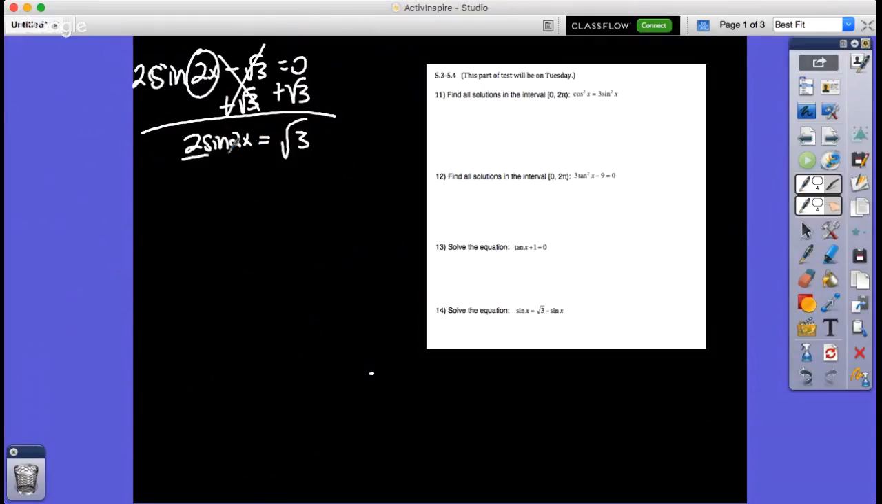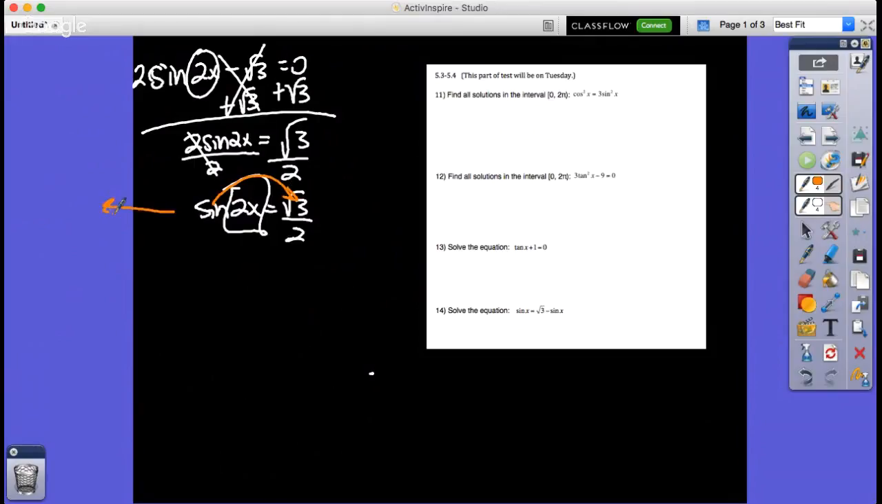So getting sine by itself, we divide by 2 to where sine of 2x equals square root of 3 over 2. Now, remember that the 2x is frozen, right? We want to freeze this. We use it at the very end. So the question becomes, where is sine going to be square root of 3 over 2? So that's the question, right? It's really the question there.